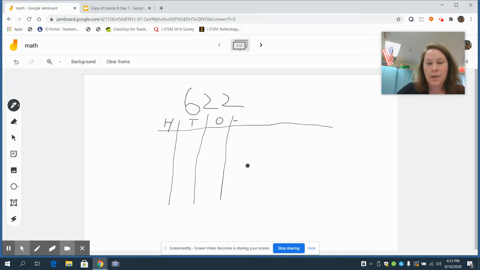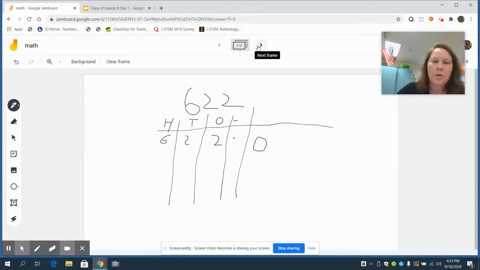And then when I write in 622, I know that it is 6 hundreds, 2 tens, and 2 ones, and that there are no numbers after the decimal. So that would be showing that on a place value chart.